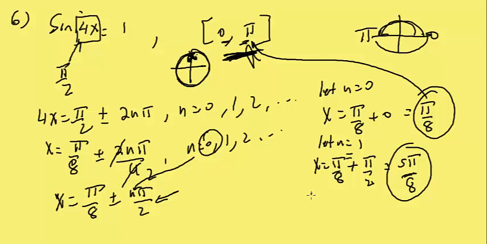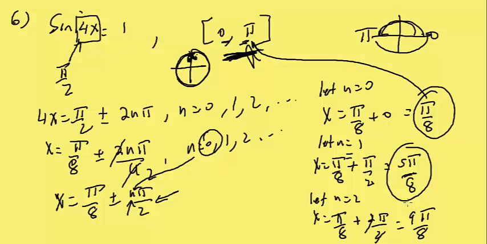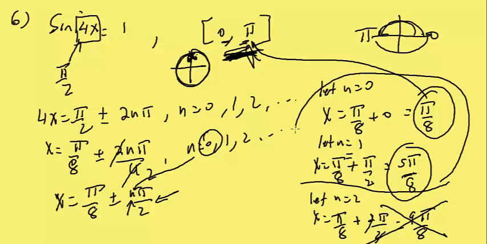Then I'm going to let n equal 2. My x is equal to pi over 8 plus, when I put 2 right there, 2 pi over 2, they cancel, and that's going to give me 9 pi over 8, and that's more than pi, so I'll have to stop right there. And that's it. I get 2 answers, pi over 8 and 5 pi over 8.